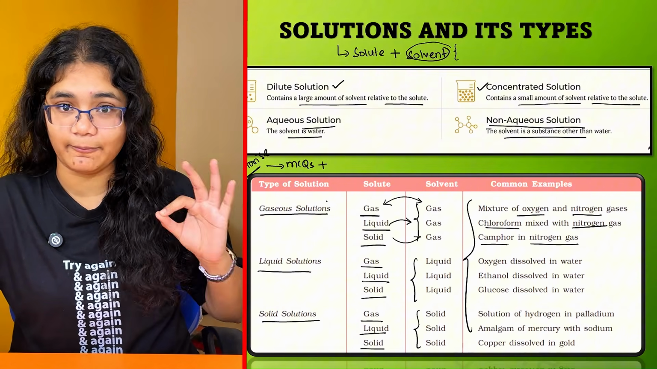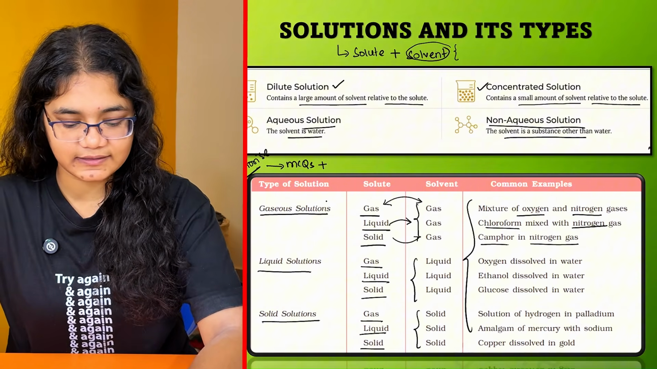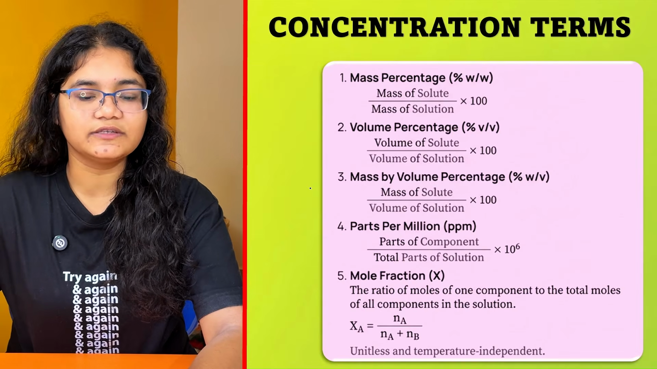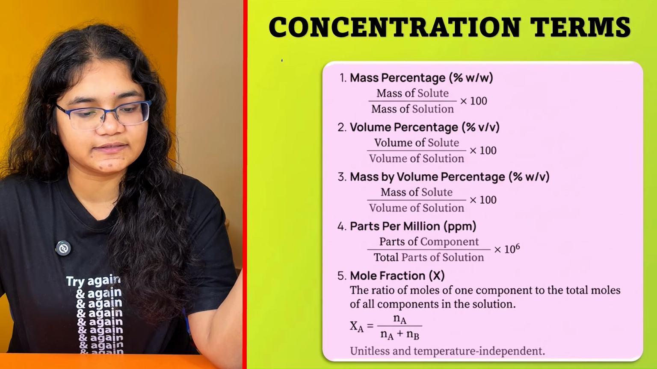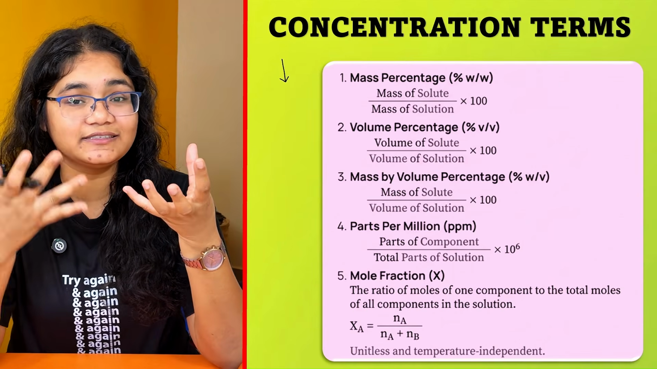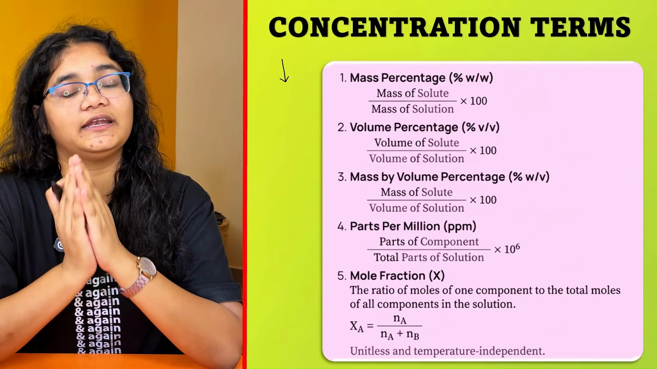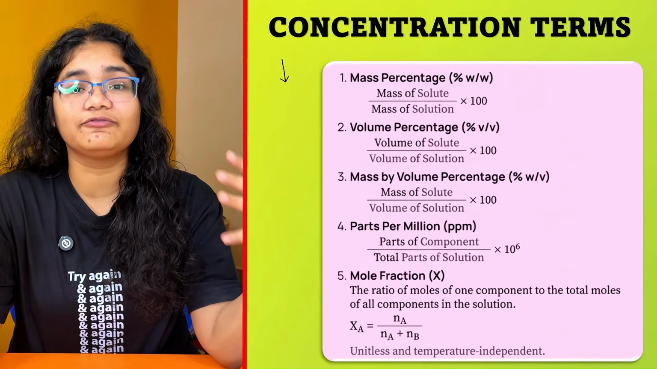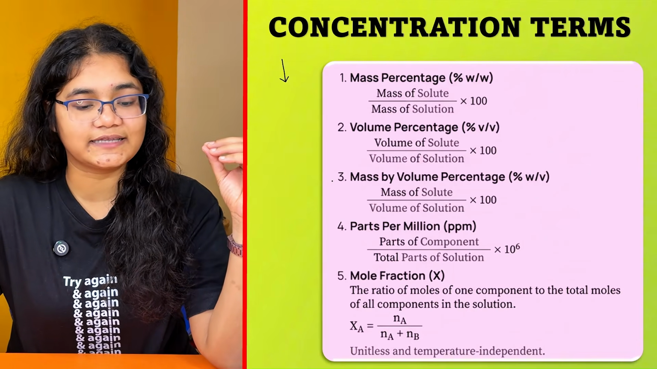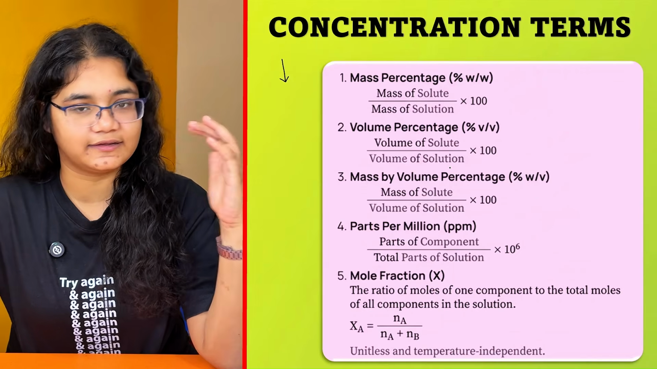Very very important. Now let's move to understand what concentration terms are. So see, concentration terms means what? It tells us how much solute is present in a solution, how much solute is present in a solvent or solution. We can represent it in different ways. So basically we have 7 concentration terms. I'll discuss them one by one.